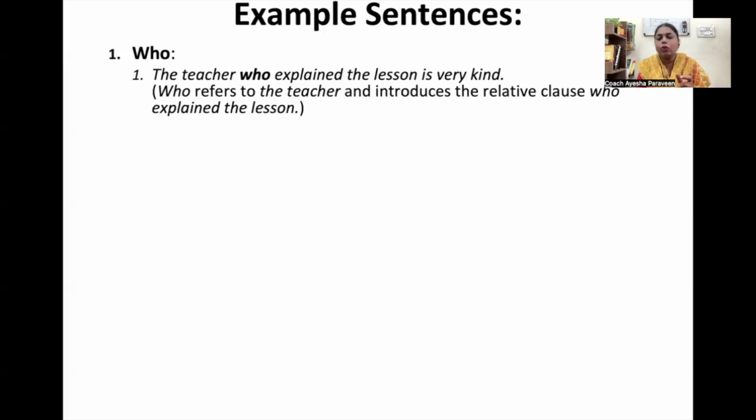So here the word who is used to inquire about the noun, which is the subject. The teacher who explained the lesson is very kind. So the word who here is connecting the teacher and the rest of the sentence, explained the lesson is very kind. Here it is acting like a connecting agent, giving additional information. So why is who used? Who is used to give additional information about the teacher. Teacher is a noun. The teacher who explained the lesson is very kind.